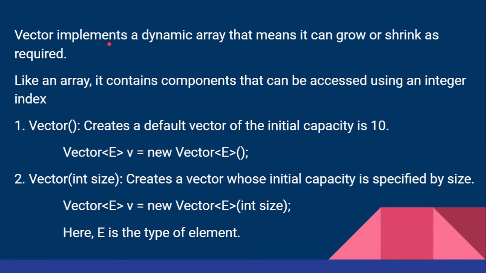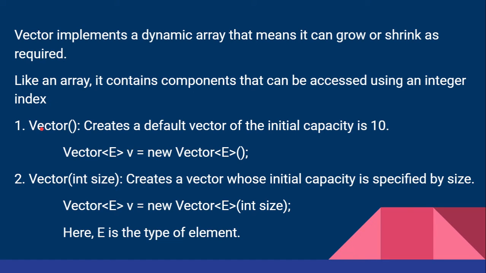It is a dynamic array, that means it can grow or shrink as required. We can change the size of the vector dynamically, that means during the runtime we can change the elements of the vector. Like an array, it contains components that can be accessed using an integer index. You can use the index in order to access any component of the vector. So how to create the vector?